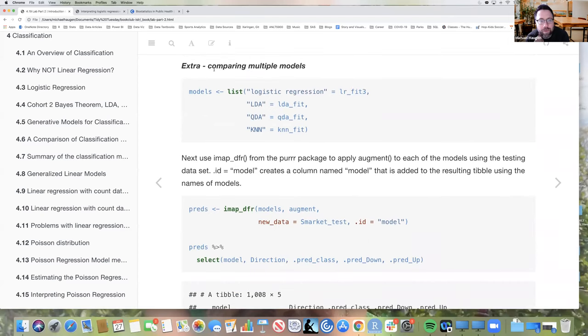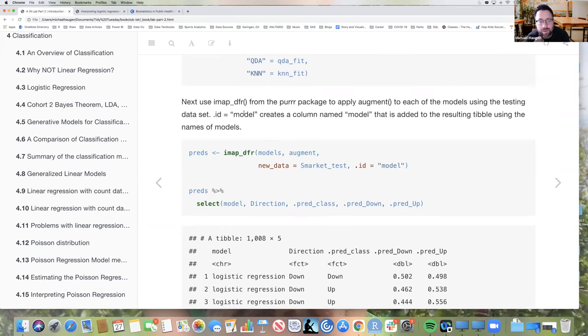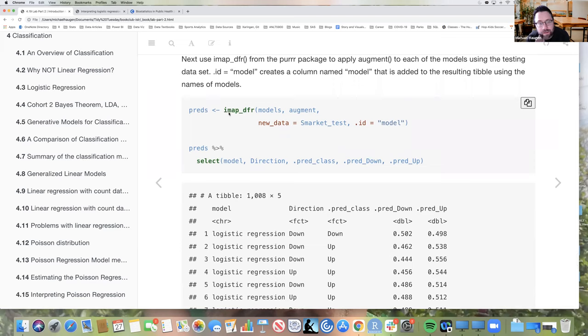Here's the extra part, comparing multiple models. So first of all, we create this models object from a list. We give them the names of what they are in quotes, and then we set it equal to the fit that we just created. And then we use imap_dfr from the purrr package to apply augment to each of the models using the testing data set. Okay. And .id equals model creates a column named model that is added to the resulting tibble using the names of the models. So, okay, that makes sense. And so here that is.